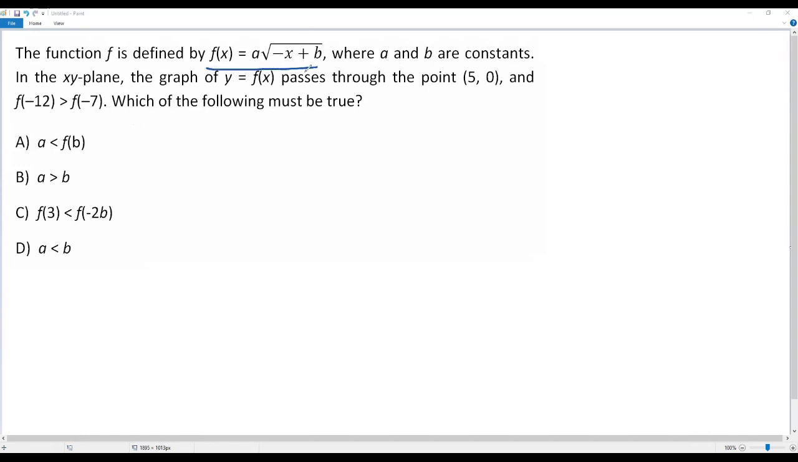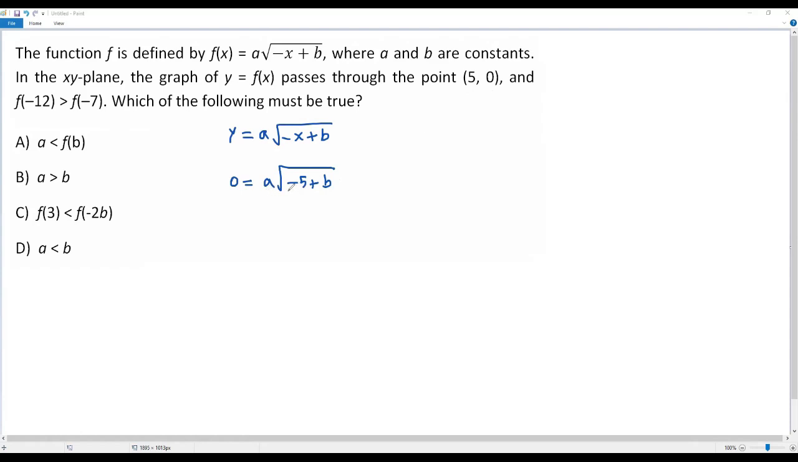Here we have the function and also we have the information, that is y equals f of x. Since we have y equals f of x, let's replace f of x in the given function by y. Then I'm getting the equation y equals a times the square root of negative x plus b. And the question says that the graph of this equation passes through the point 5, 0. Then we can plug in 5 for x over here and y coordinate 0 for y over here. Then I'm getting 0 equals a times the square root of negative 5 plus b.